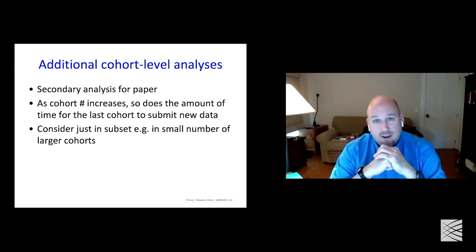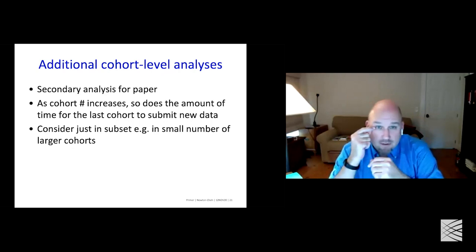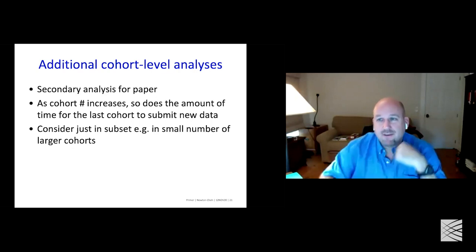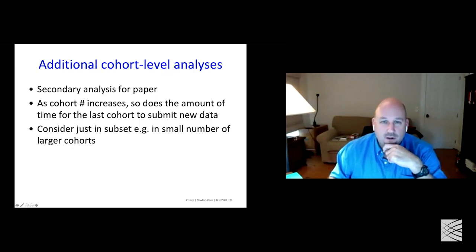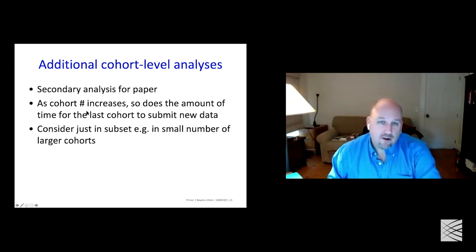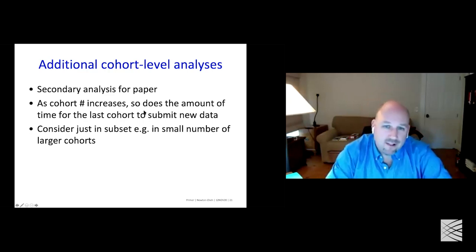Additional cohort level analyses are really challenging. Sometimes one is writing up the paper and there's a secondary analysis that's felt to be desirable. If you have to go back to all of the cohorts which may have submitted their primary data a year and a half earlier, and now you're asking every cohort to do another analysis, well, there's a chance that it's going to be different people at some of those institutions. And especially as the cohort numbers increase, let's say 10 cohorts versus 50 cohorts, so does the amount of time for the last cohort to submit any new data that is requested.